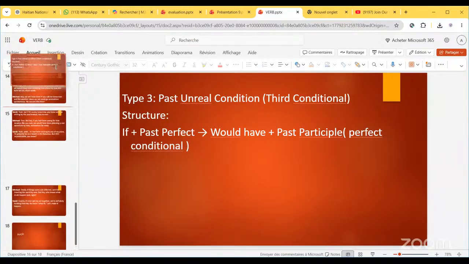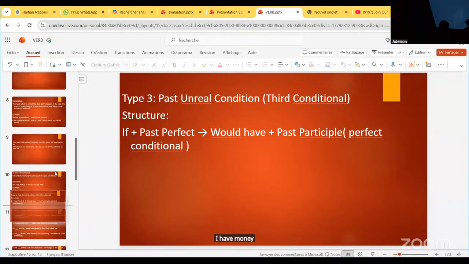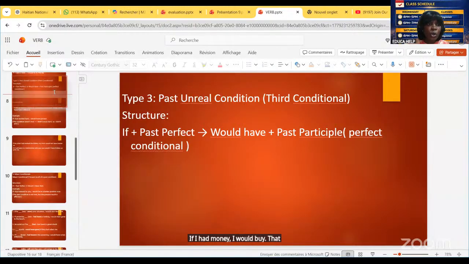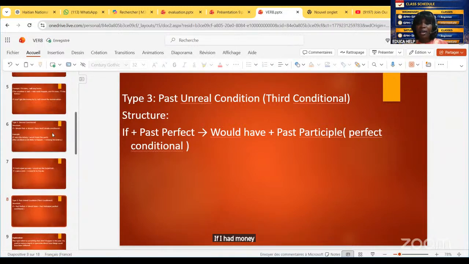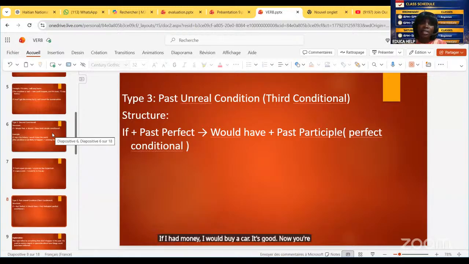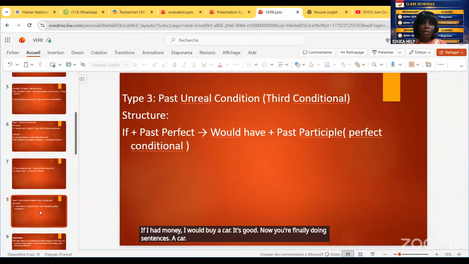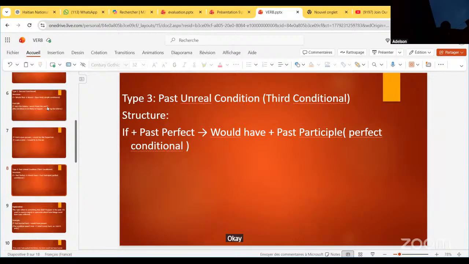If I had money, I would buy a car. That's good, Adelson, okay? Now you're finally doing sentences. Okay, thank you.